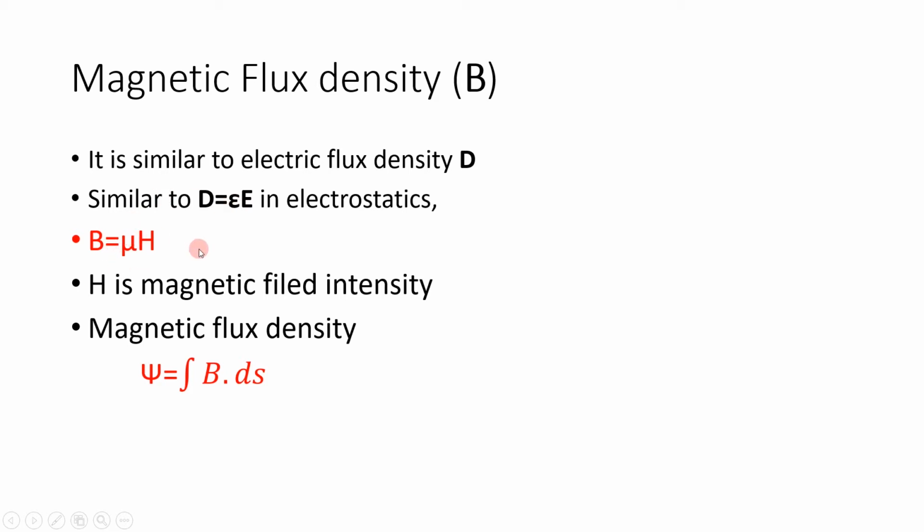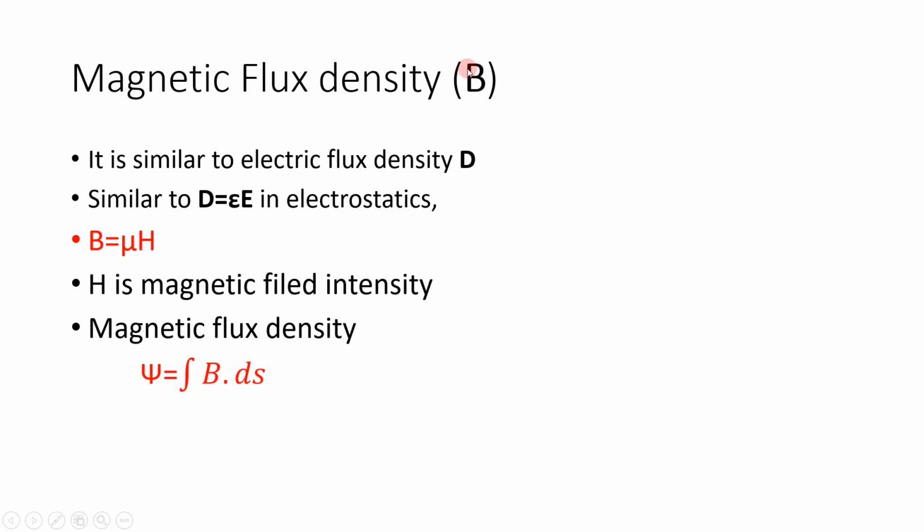So there are some new terms and you can compare it with the corresponding terms in electrostatics. In electrostatics we learned flux density D, here it is B. Magnetic flux density is B. Similarly, electric field intensity was E, here magnetic field intensity will be H. Similar to total flux being surface integral of D dot ds, here it will be surface integral of B dot ds. Similarly, D is epsilon E, that is a relation in electrostatics. In magnetostatics, it will be B is equal to mu into H.